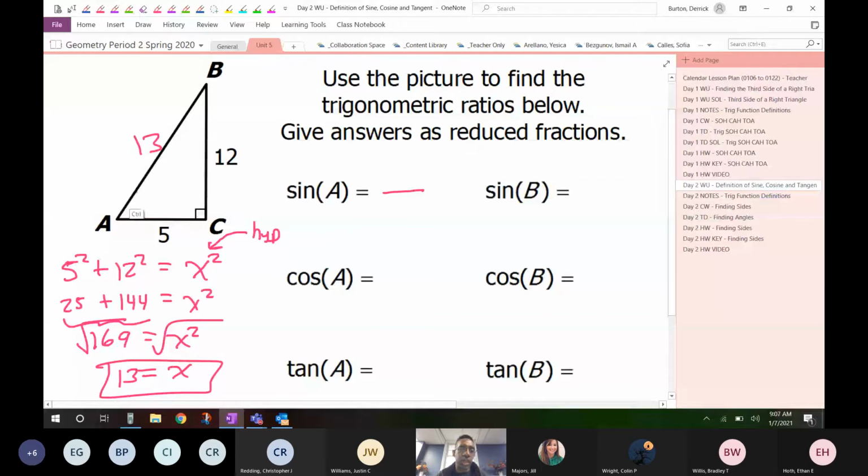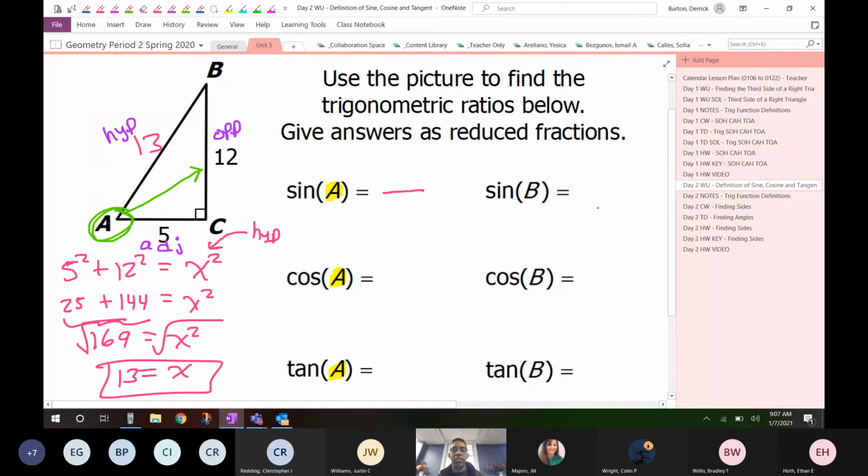So, of course, the hypotenuse is always across from the 90-degree angle. So we know that this is the hypotenuse. So let's label that. The other two sides depend on which angle you're talking about. So for these first three problems, we're talking about angle A. So what you want to do is circle angle A and draw an arrow away from it. That tells you that the 12 is the opposite side. And that means that the 5, which is the only one left, must be the adjacent side.